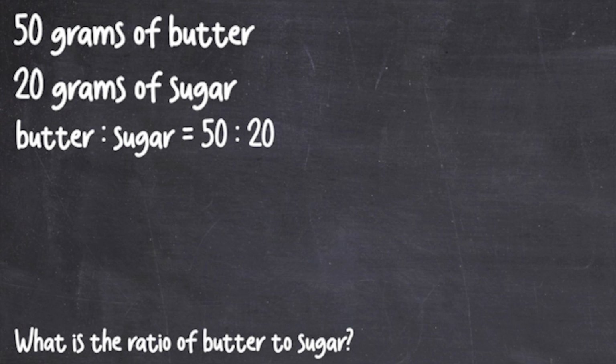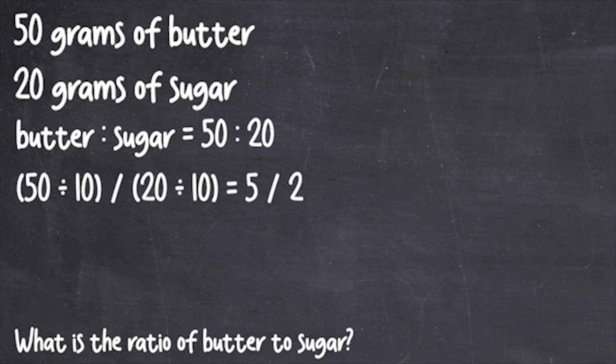The greatest common factor of 50 and 20 is 10. Dividing each number by 10 gives us 5 to 2. This ratio means that for every 5 parts of butter in the recipe, we need 2 parts of sugar.